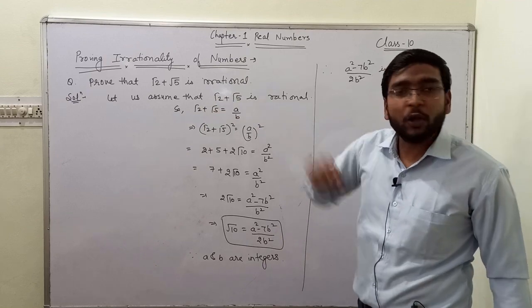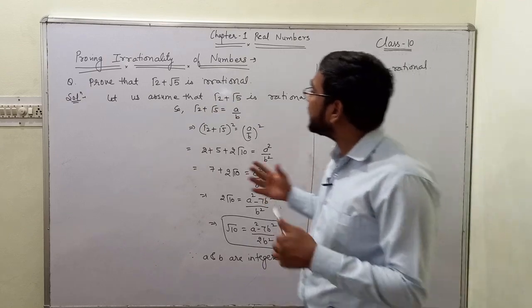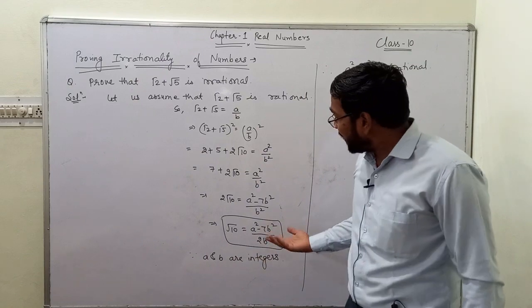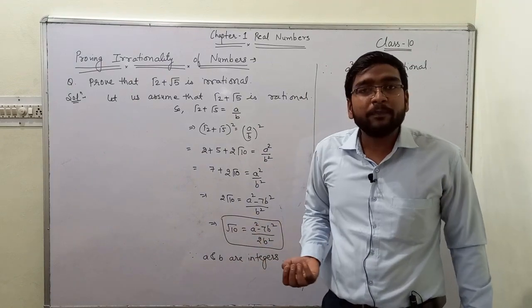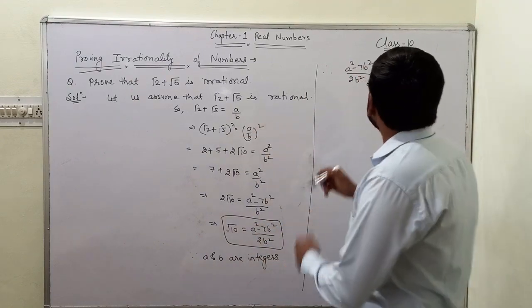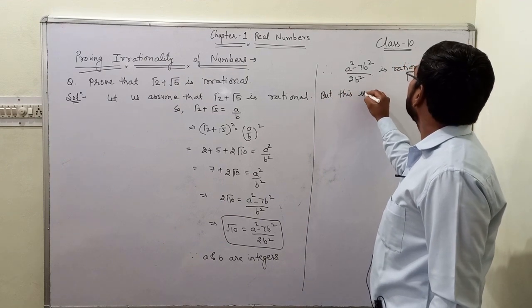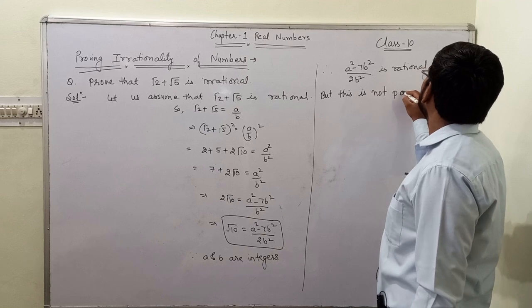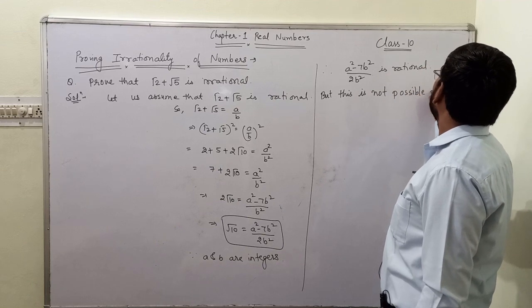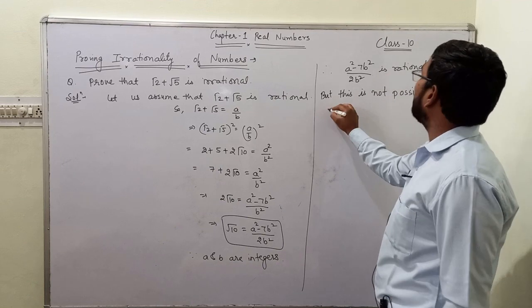So our assumption would be wrong. We must have made some mistake such that we get a rational number equal to an irrational number. So we will write, but this is not possible as root 10 is irrational.